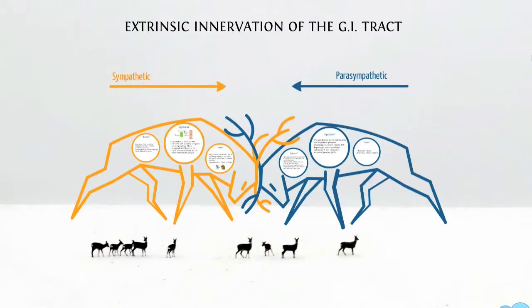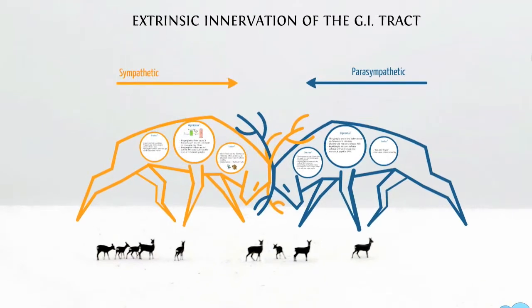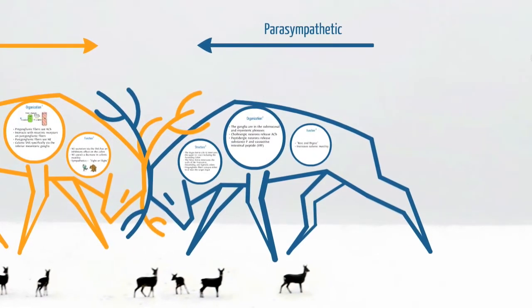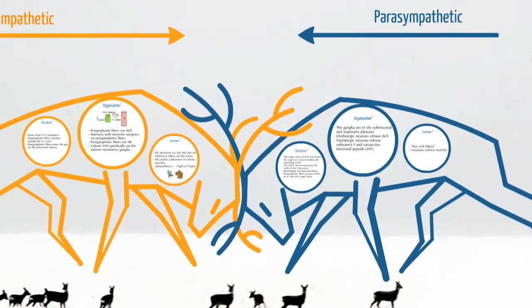Today we're going to learn about the extrinsic and intrinsic innervations of the GI tract as well as a clinical correlate, Hirschsprung's disease. The extrinsic innervation involves the sympathetic and parasympathetic systems. First, let's focus on the sympathetic system.